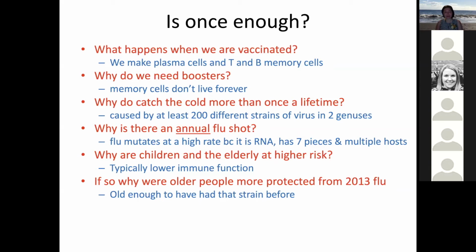Because that flu is mutating at a high rate. And remember, that flu is the perfect storm. It's got an RNA genome, so the polymerase that makes it is error prone. It's got multiple pieces and multiple hosts, so they can easily swap. Children and elderly people are at highest risk because of their lowered immune response. And with that said, occasionally you have this weird situation like in the 2013 flu epidemic, where the older people were protected and the younger people, people in their 20s, were getting the flu very seriously. That was because it happened to be a strain that had been around 50 years ago, and there were people who were already immune.